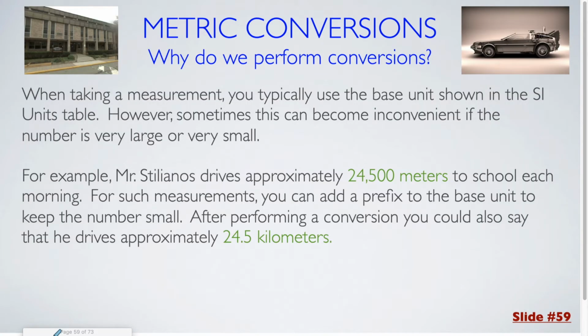Now, why are we going to be doing these conversions? When taking a measurement, you typically use a base unit shown in the SI units table. However, sometimes this can become inconvenient if the number is either very large or very small. So for example, each day when I drive to school, I drive approximately 24,500 meters. For such measurements, you can add a prefix to the base unit to keep the number relatively small. So after performing a conversion, you could say that I drive 24.5 kilometers each day.